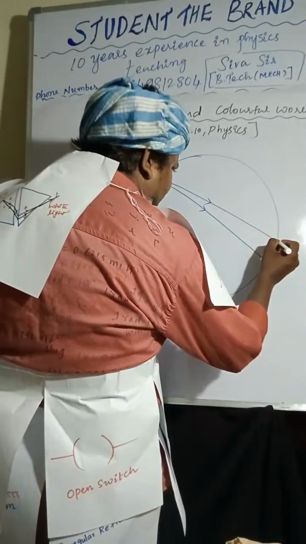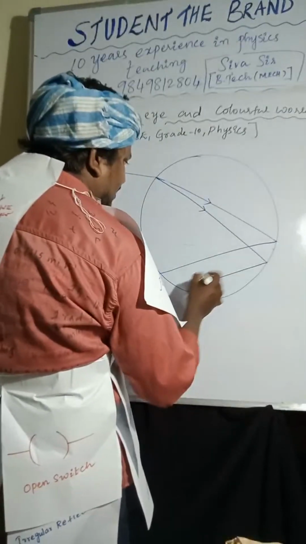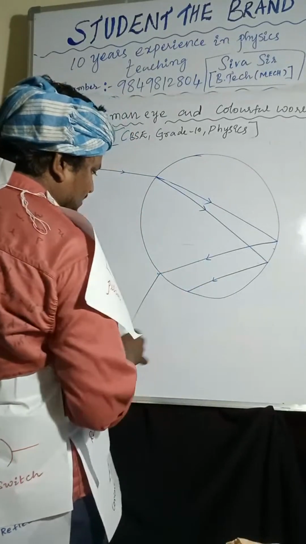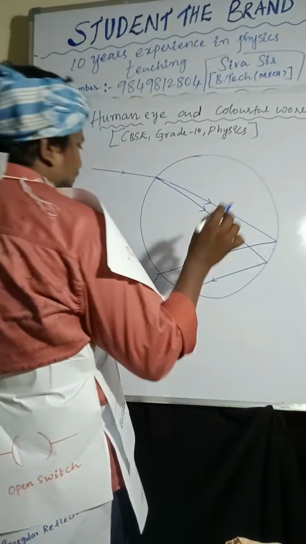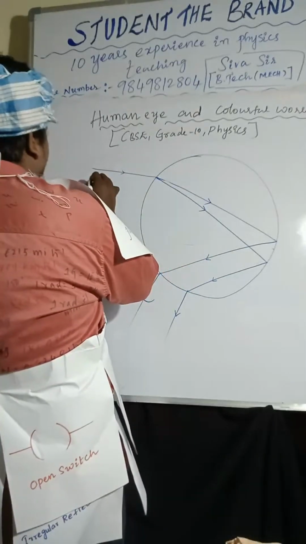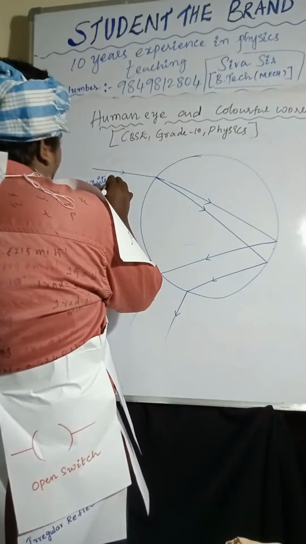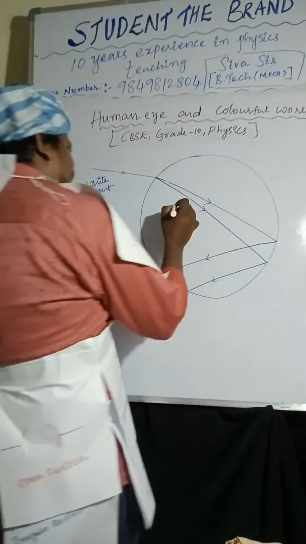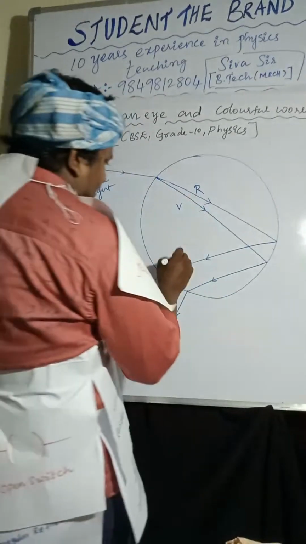So if the light ray is passing, here I'm considering incident ray and refracted ray. Then I'm considering it like this. So this is the white light ray. It is split into seven colors, violet and red.